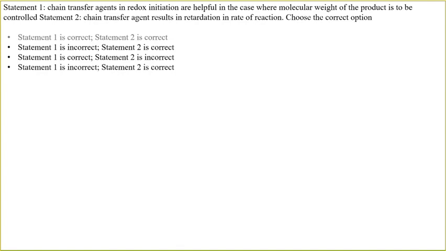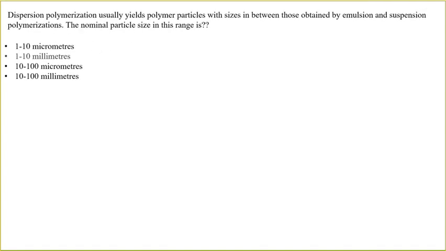Statement 2 is: chain transfer agents result in retardation in the rate of reaction. This is also true because the activity of one chain is being transferred to the other, so how fast the reaction is occurring is also hindered. So the rate of the reaction is affected in a negative way. So statement one is correct, and statement two is also correct for this one.